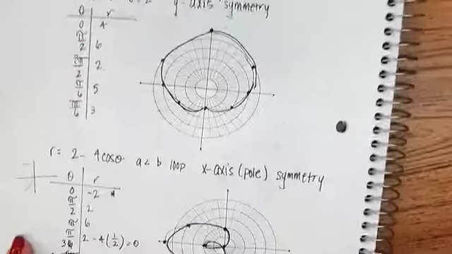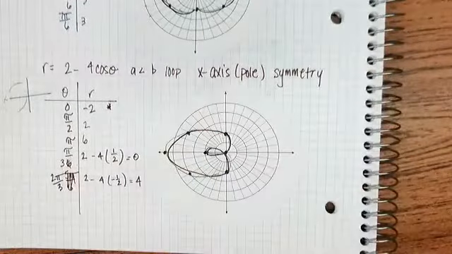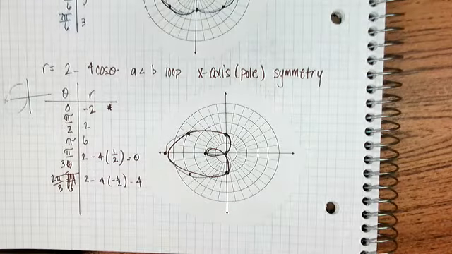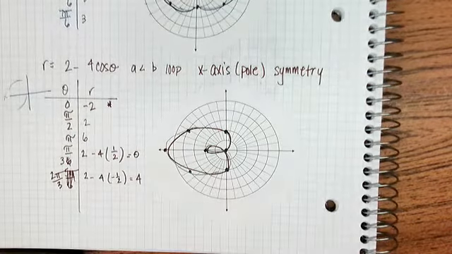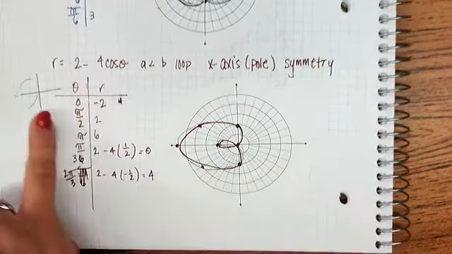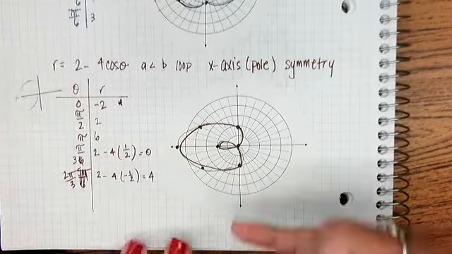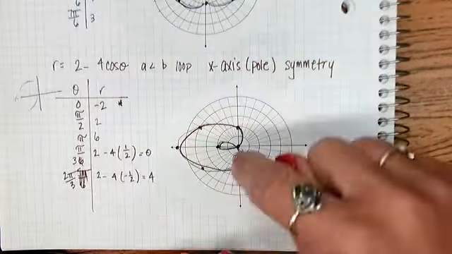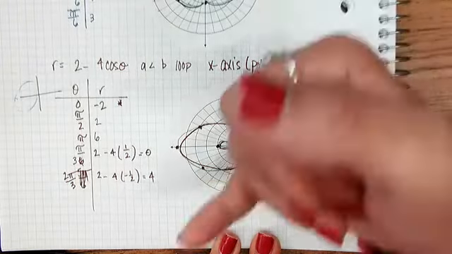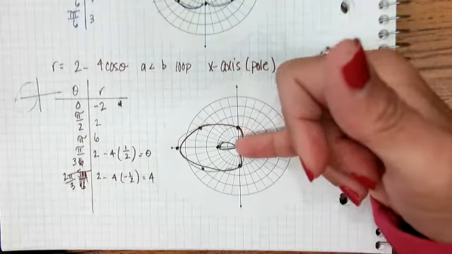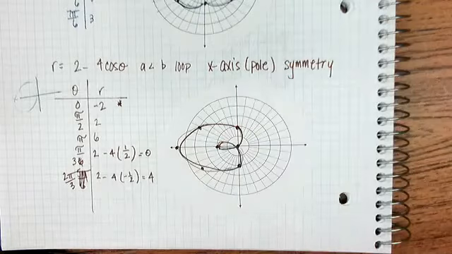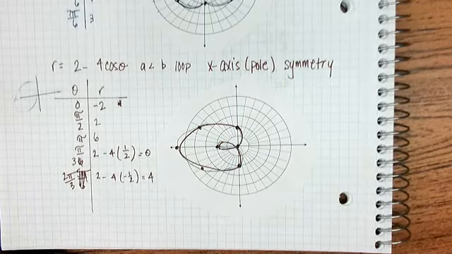Notice it does have x-axis symmetry, and we didn't plug in how many points did I plug in? 1, 2, 3, 4, 5. I plugged in 5 points, and I got 7 points on my graph. The cosine's negative, and so I said the bulk of the graph was going to be in the second and third quadrant, and it sure is. The question you might wonder is, how high up do I have to go here? I'm not really picky about that. I think you just go with the natural flow of the graph. This is a limaçon with a loop.